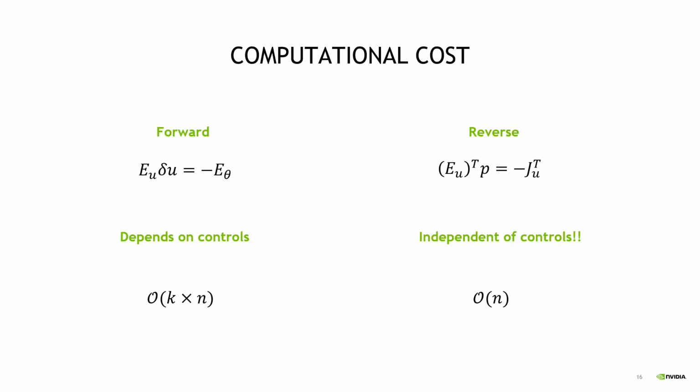So why did we introduce the reverse method? Well, it's much more efficient. And the way to see that is that the reverse equation does not depend on the controls. So if you have one control or a million controls, the cost will be exactly the same.